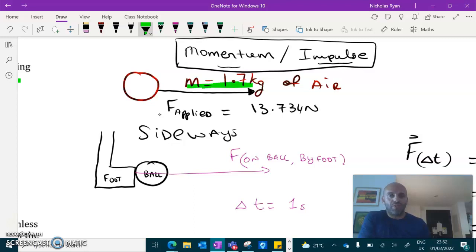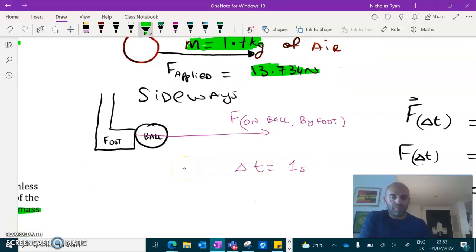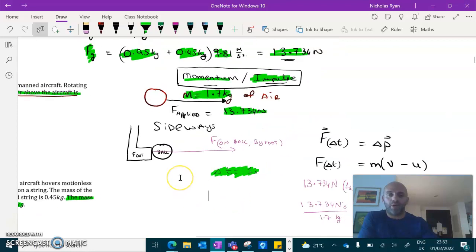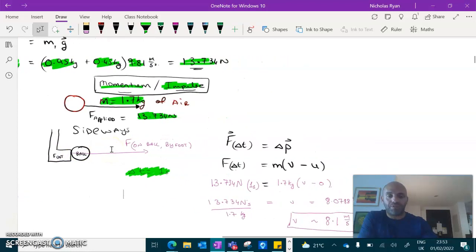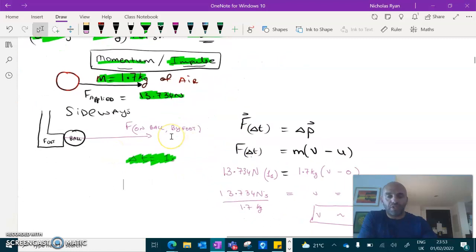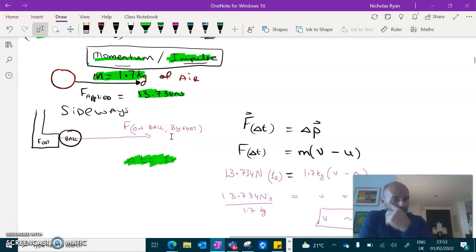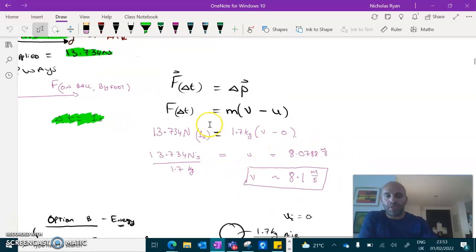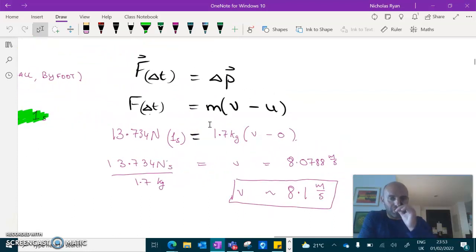So I've got 1.7 kilos of air here. I have a good indication this is going to be an impulse type problem. I know I have a force applied to it which is just short of 14 newtons, and the time for which the force is being applied is about 1 second. Okay, so I can bring this back to a ball and a foot situation again. We know that the initial velocity of the air was 0, and then the final velocity was v. So all I'm going to do is sub that into my change in momentum equation there.